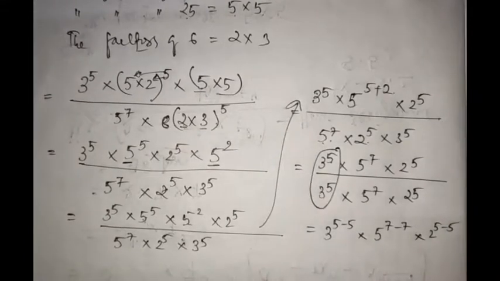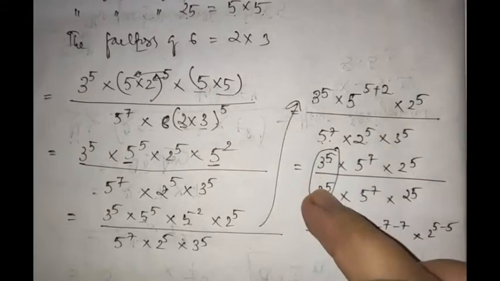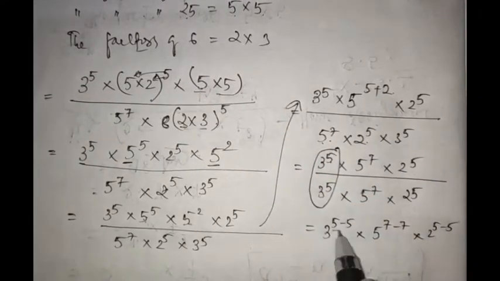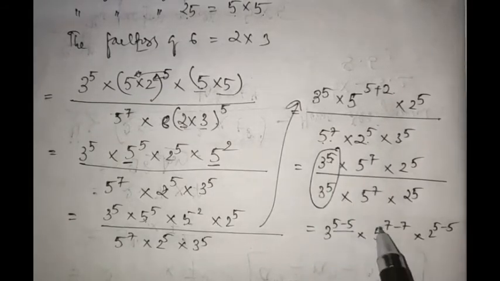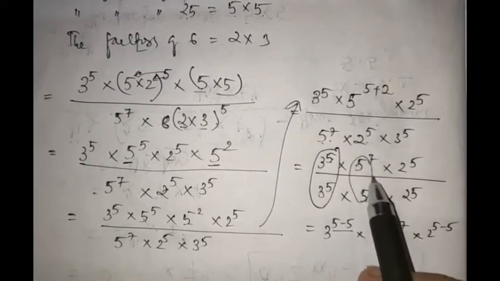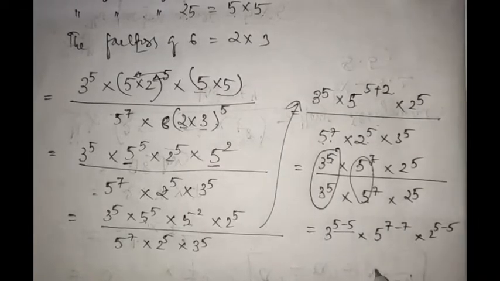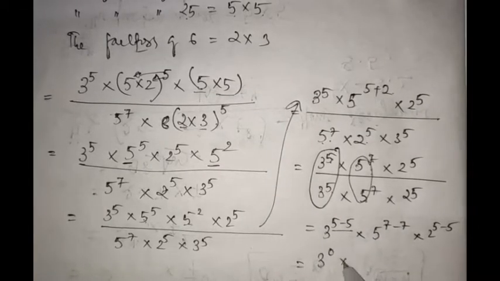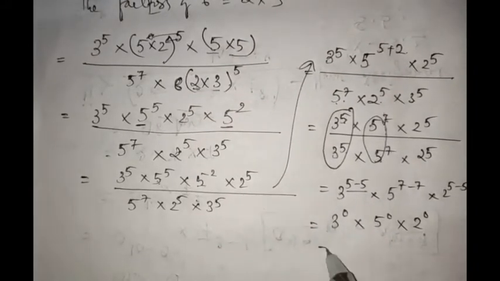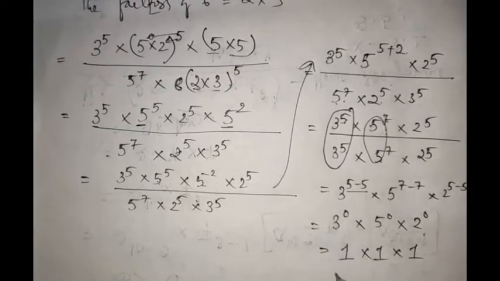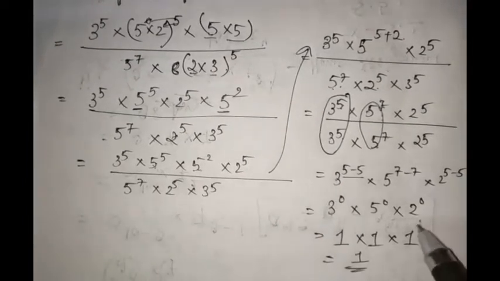I hope you understood this, what happened here. Having the same base, your exponents will be subtracted. 5 minus 5. 5 is there, same base, your exponents will be subtracted, right? So now 3 to the power 0 into 5 to the power 0 into 2 to the power 0. Alright, then 3 to the power 0 will be written as 1. 1 into 1 is equal to 1. Why is 3 to the power 0 1?